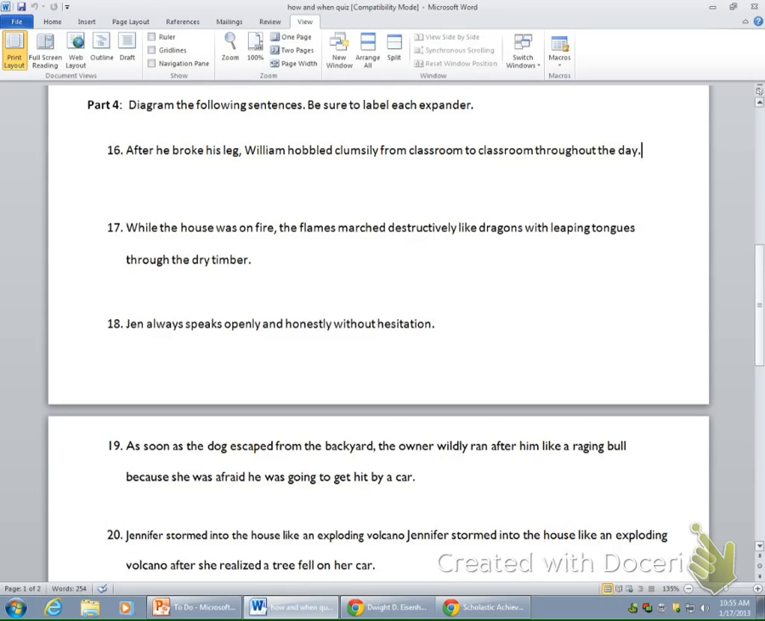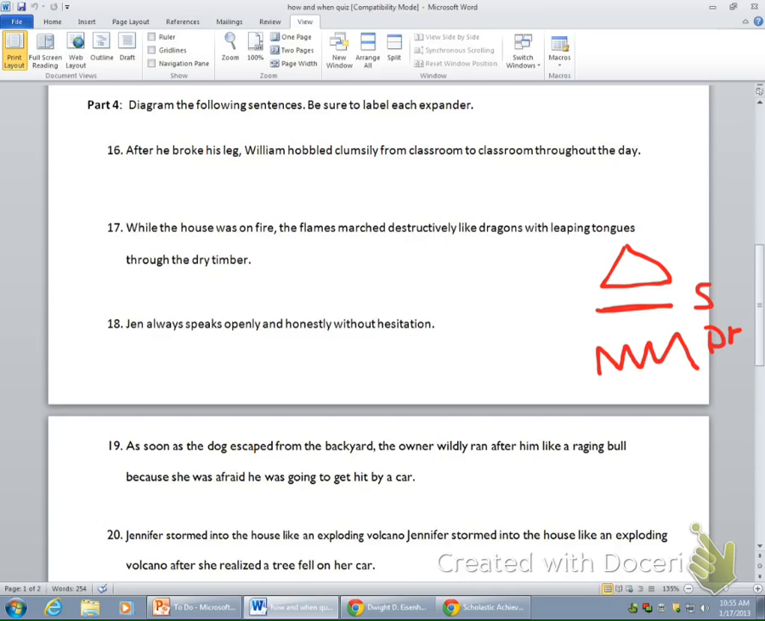All right, part 4, you had to diagram the sentences. Now you have to remember, when you're diagramming a predicate, it's the 4 triangles, and it goes under the predicate. Subject, okay, this is predicate, this is subject, and then as you know, all the expanders go in a triangle. So the first sentence says, after he broke his leg, William hobbled clumsily from classroom to classroom throughout the day.